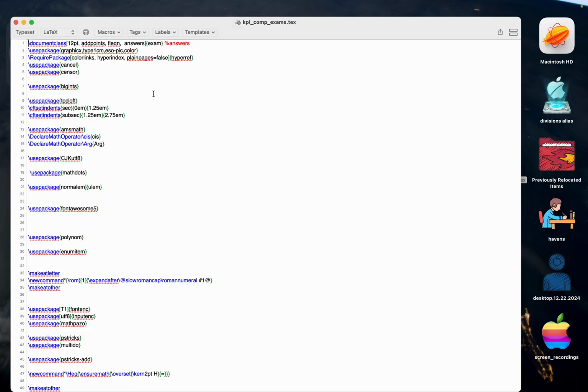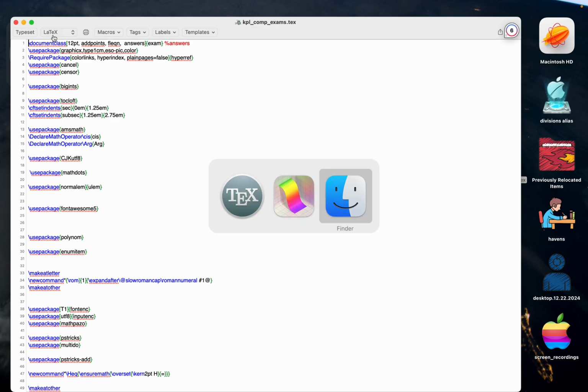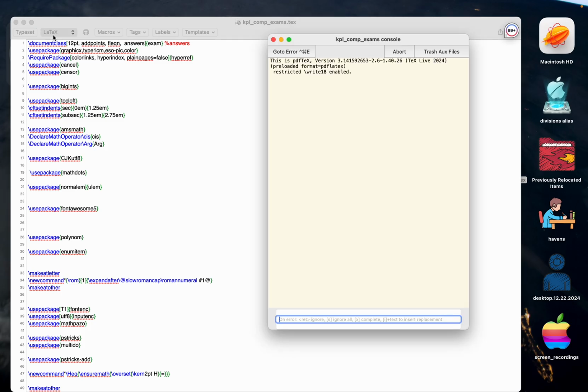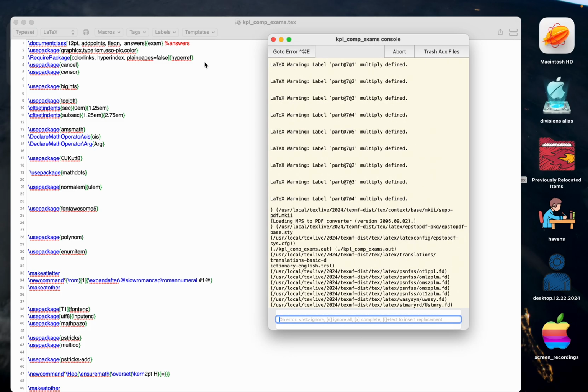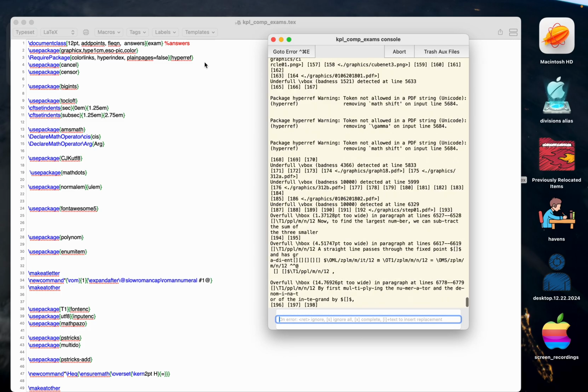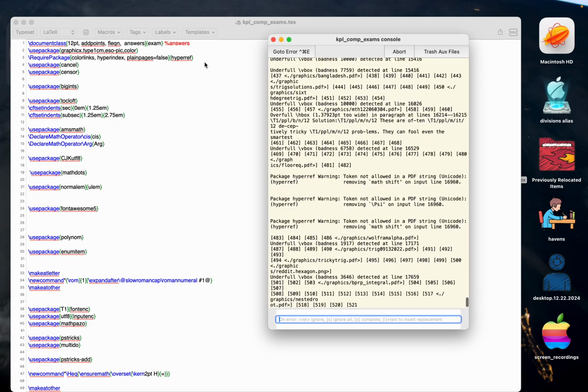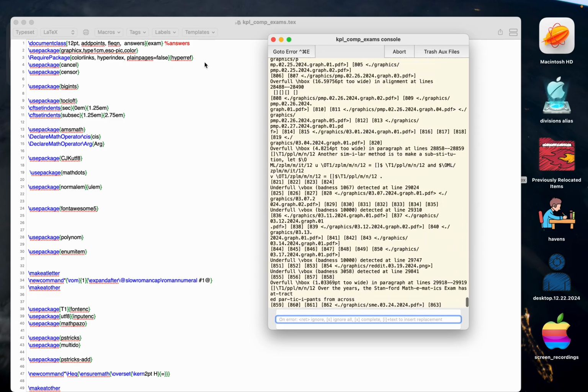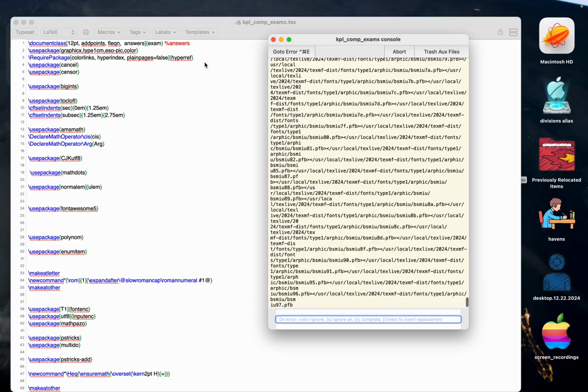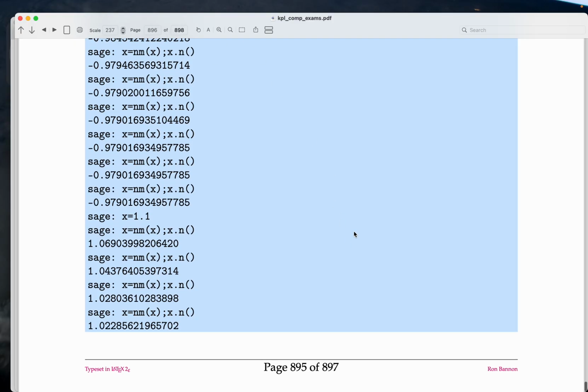So again, whoops, I have to recompile the problem again. I closed out the PDF. This is a huge document, almost 1,000 pages. It's written in LaTeX, and what I'm doing is compiling the LaTeX right now. I just closed out the PDF. So we're back over here.